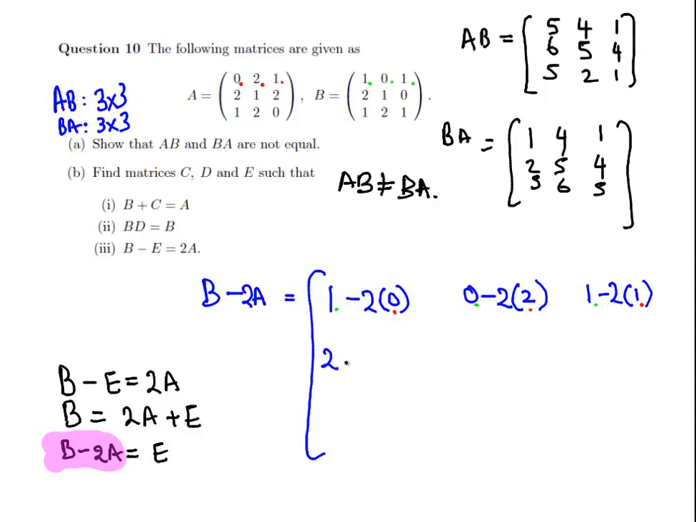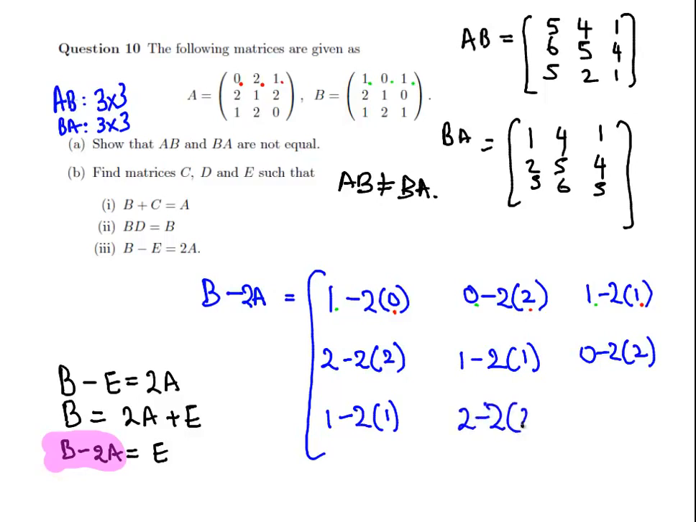Next thing we do, the next row: 2 minus 2 times 2. 1 minus 2 times 1. And 0 minus 2 times 2. Finally, bottom row: 1 minus 2 times 1. And 2 minus 2 times 2. And finally, 1 minus 2 times 0. So essentially, E is the answer to this. So all I have to do now is solve that out. And again, I'll make a little bit of room for myself just down here.